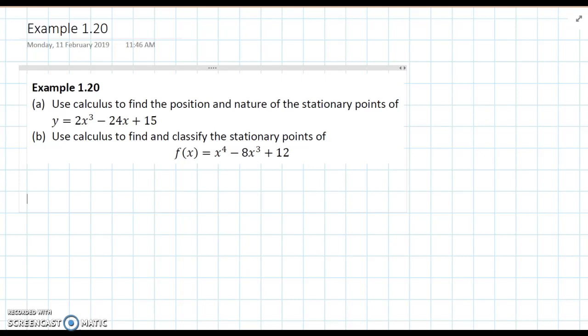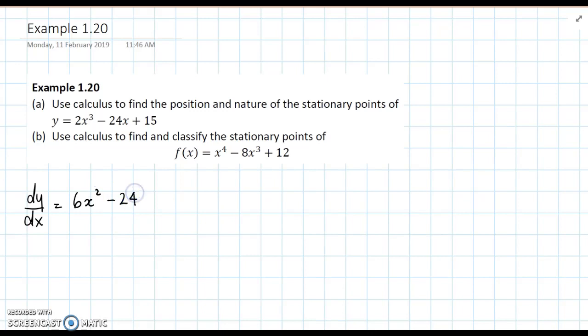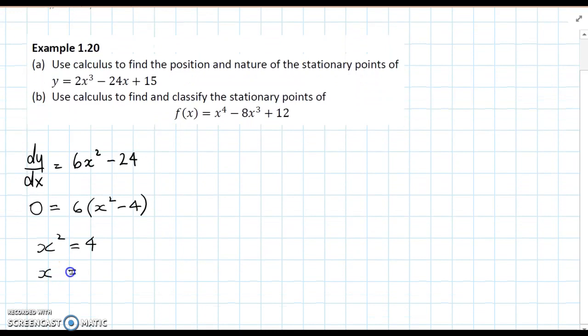To do that, we're going to start by using our calculus of our function, finding the derivative, which would be 6x squared, take 24. We want to be able to identify stationary points. So a definition of a stationary point is that our derivative is equal to 0. So we end up with 0, and at the same time I'm going to take out a common factor. From that we should get that x squared equals 4 from our null factor law. X must be equal to positive or negative 2.